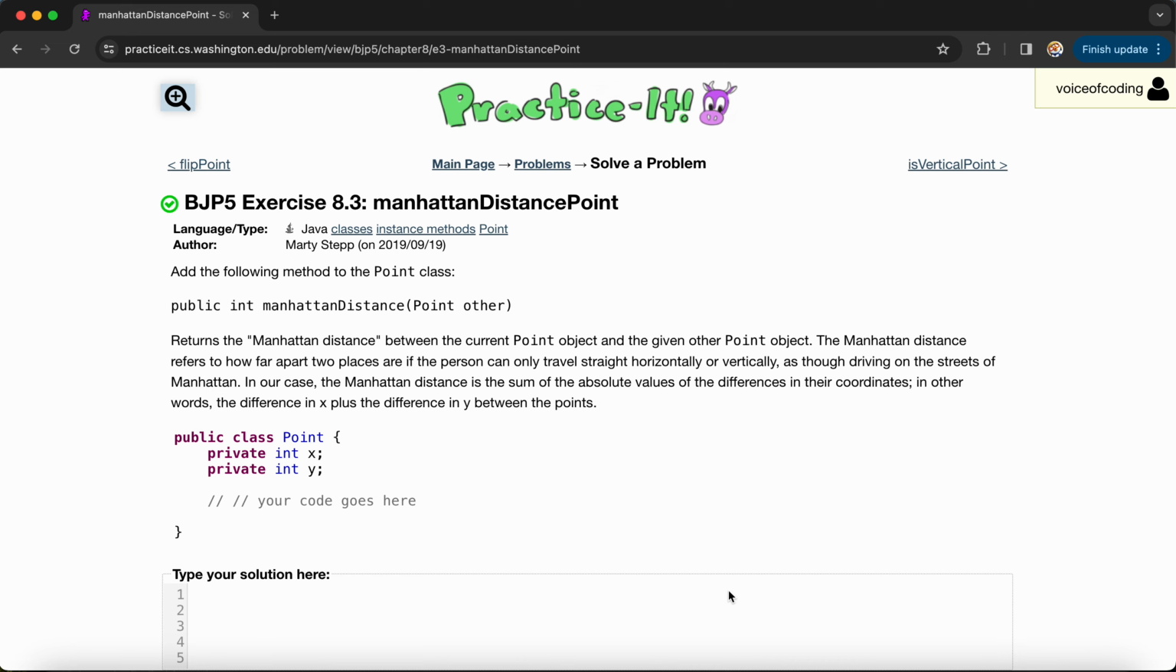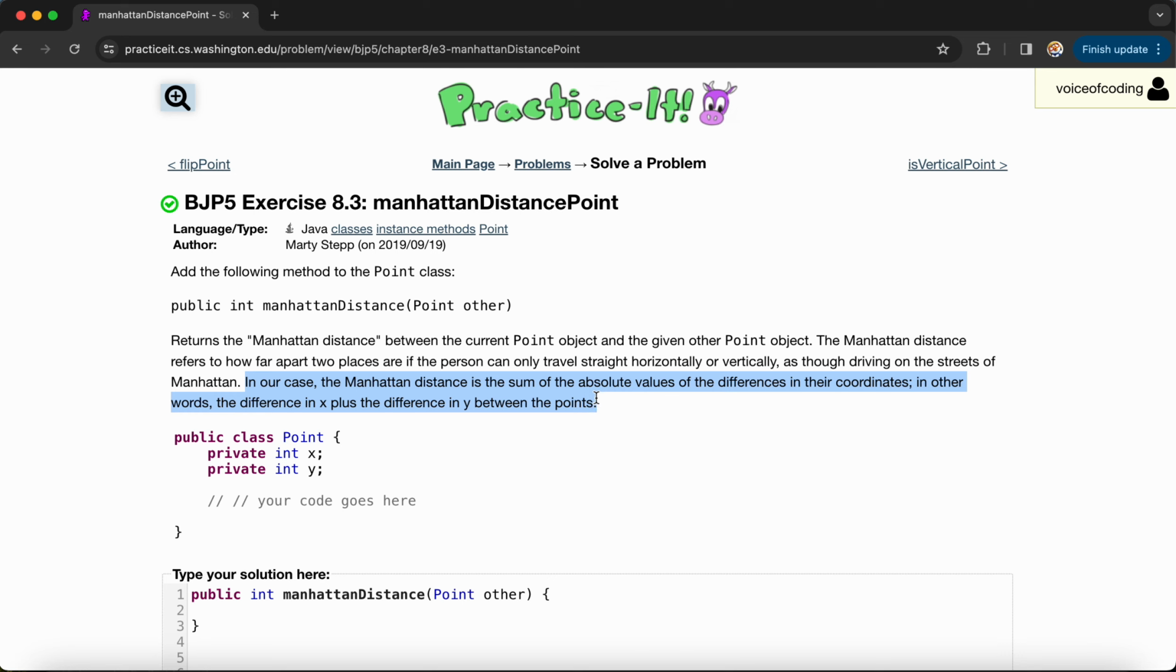Okay, so to start off, we'll write down the method header first. So public int manhattanDistance(Point other). And then we'll add the curly braces. And next, this problem really just requires one return statement. The important part of this problem is this highlighted part.